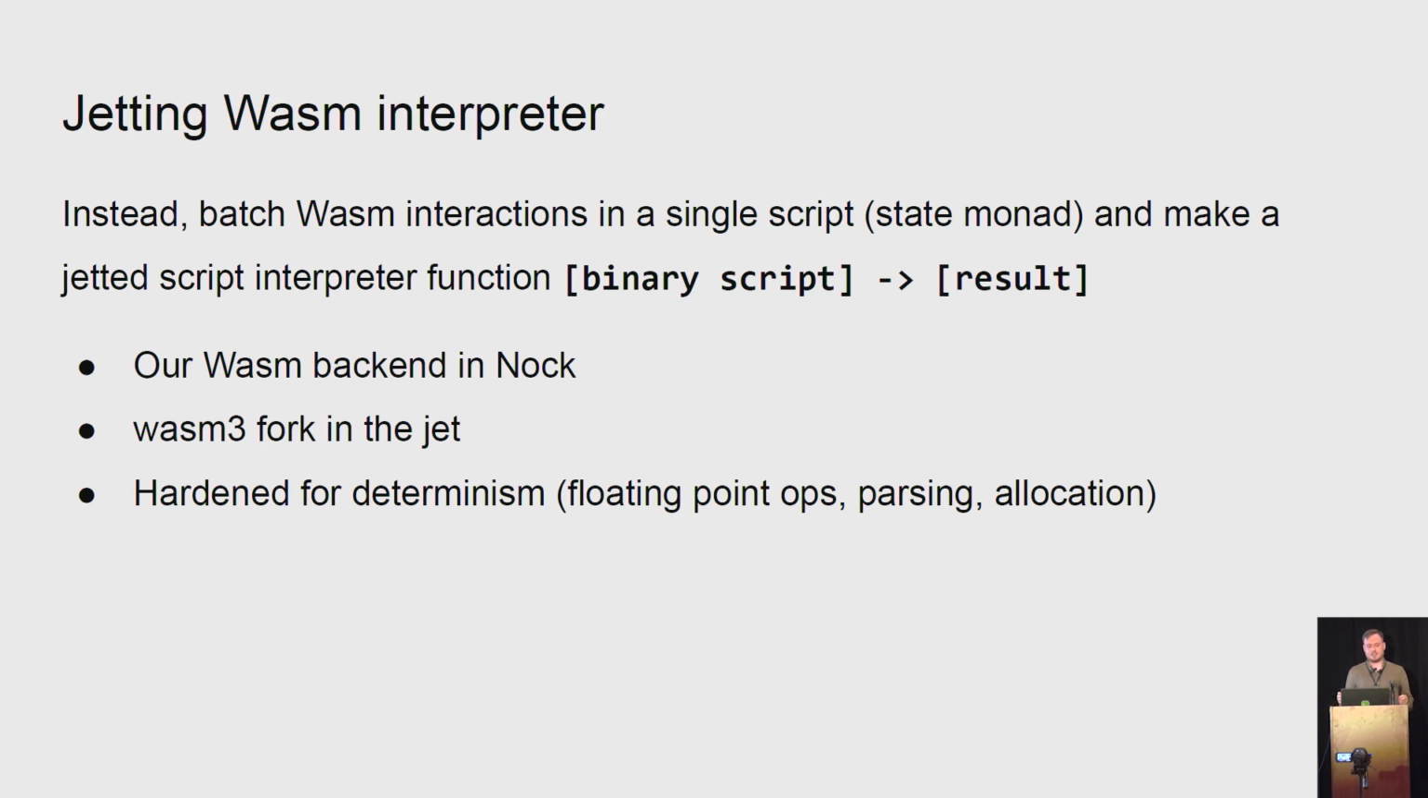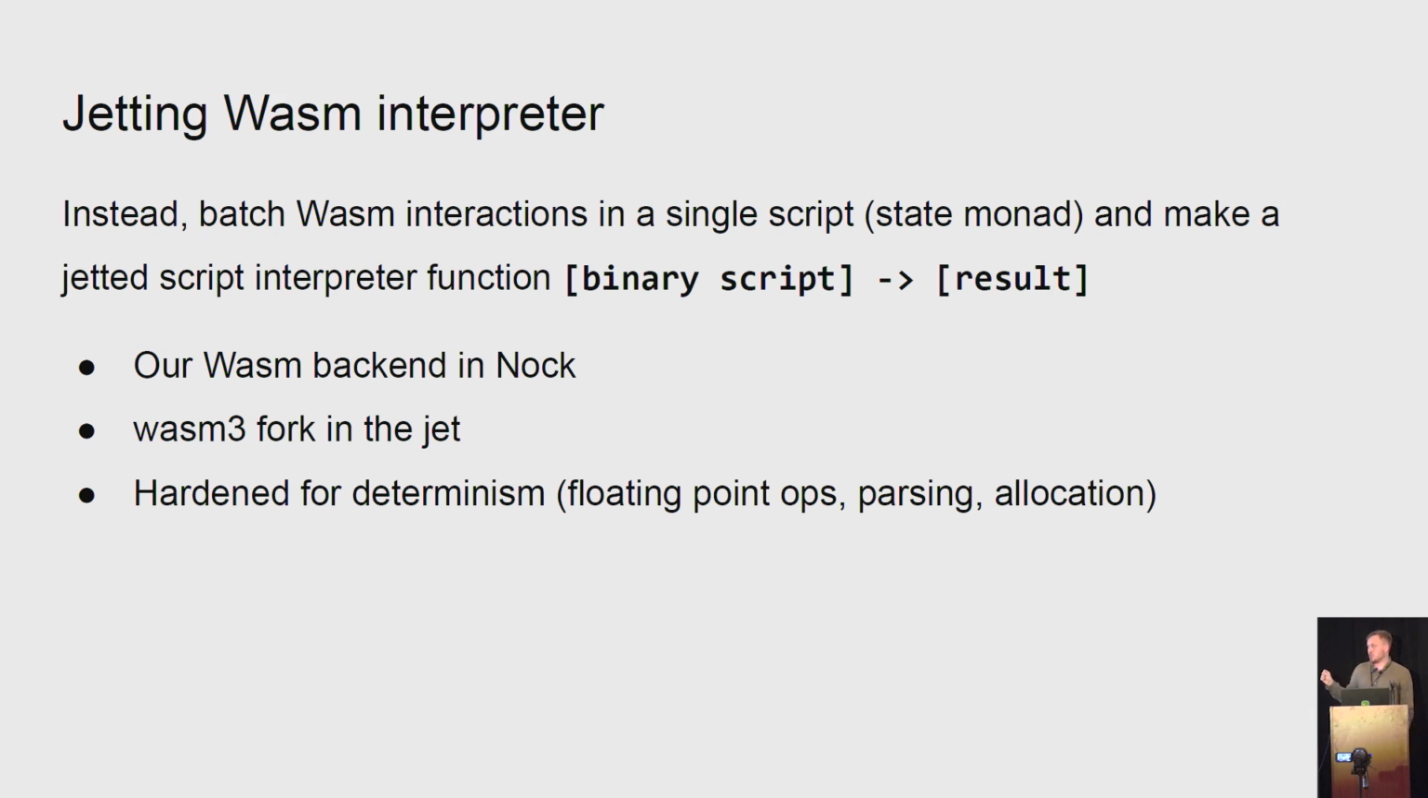The approach that I decided to take instead is to batch the Wasm interactions into a single script, which is basically a state monad, and then make an interpreter function which takes a Wasm binary, so just Wasm code, and that script, and runs that script against the binary. So we instantiate the state, run the script, modify the state, and produce the result. We discard the state, so we don't have to marshal it; we just produce the result.